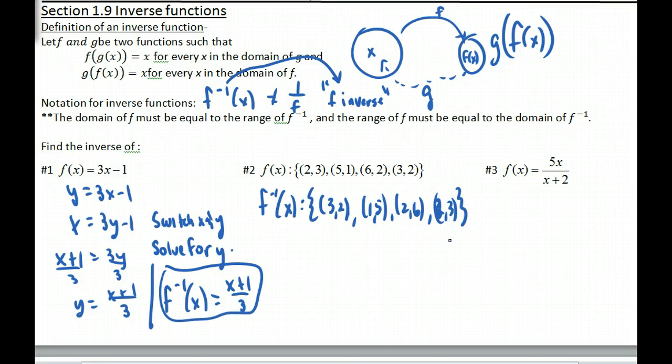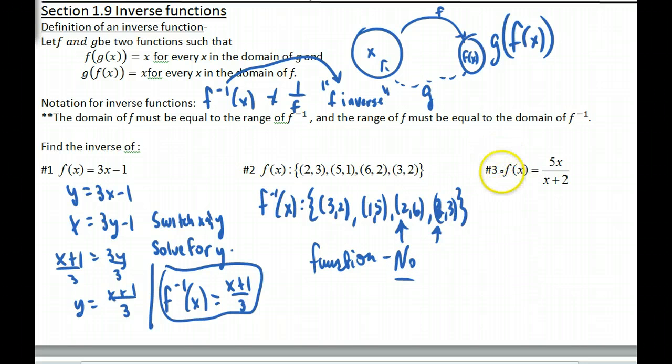Now the question is, first of all, did I have a function? Well, if I look at this, the x's never double up. Yes, that's a function. What about my inverse? 3, 2, 1, 5, 2, 6, 2, oh. My inverse is not a function. We have to pay close attention to this. So this really is not an inverse function. I did switch it around, but it is not a function. So we'll talk about that a little bit later.